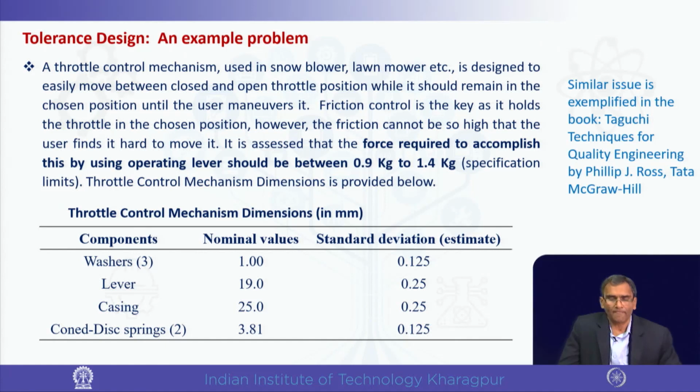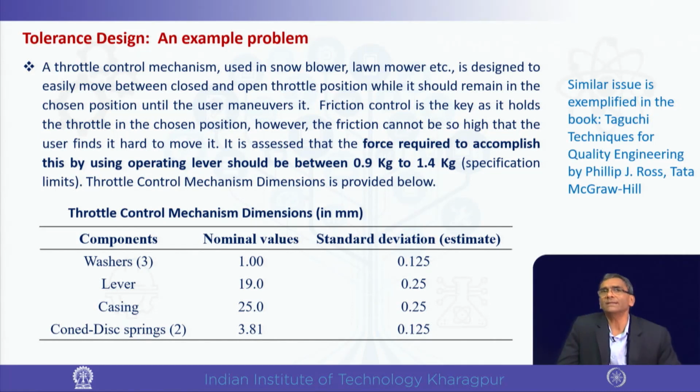So here in that product, on the left you would find the components; 7 components are used in all. Those 7 components are 3 washers, 2 cone disc springs, and a lever and casing.